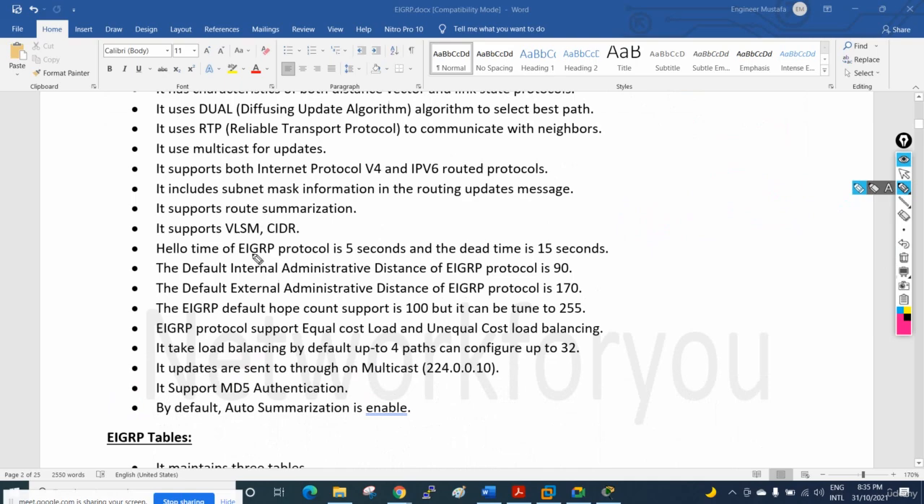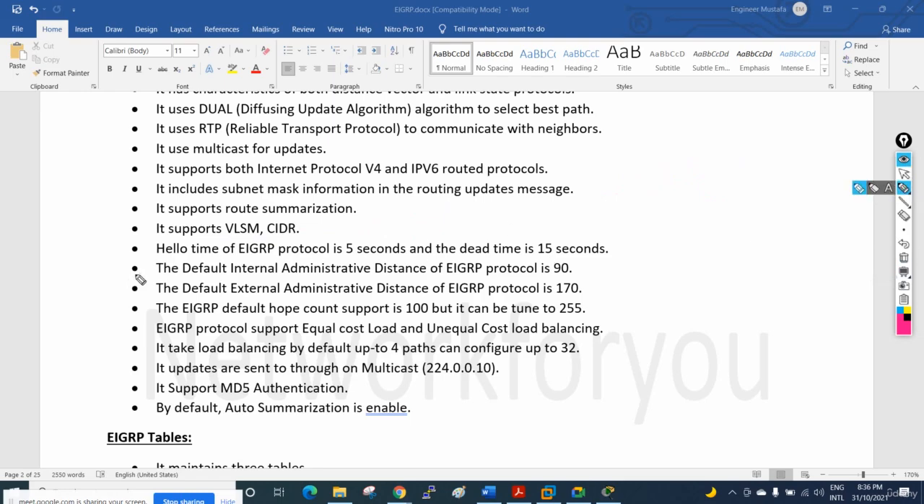And here it is supporting VLSM, variable length subnet mask, or CIDR, classless inter-domain routing. That means subnetting. So we can say EIGRP is supporting subnetting. So instead of having an IP like 192.168.1.1/24, you can use /22, /26. After subnetting, whatever IP you are getting, maybe /32, it will work in EIGRP. And what else?